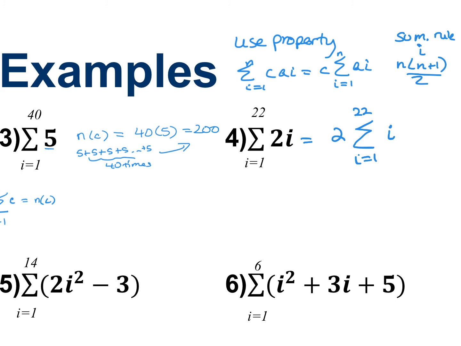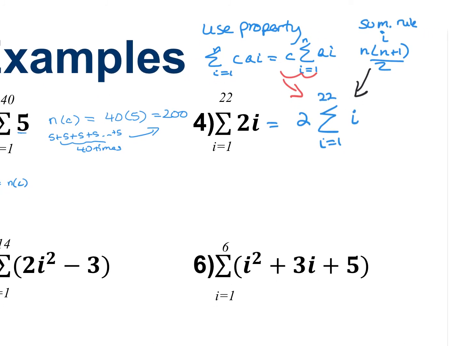So this was using the property, putting that in front, and now what I'm going to do is replace the i, and I'm going to put in n times n plus 1 divided by 2. So I have my constant out front, and then I'm going to multiply it times 22 times 22 plus 1, divided by 2.